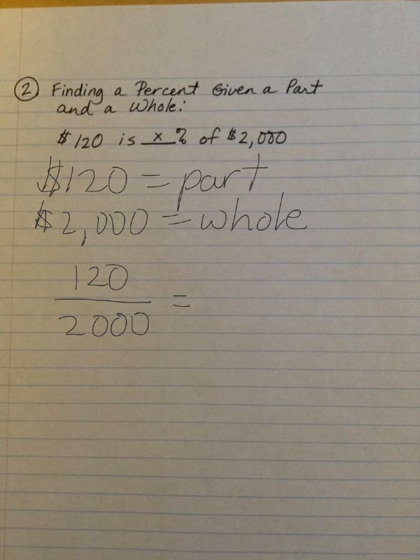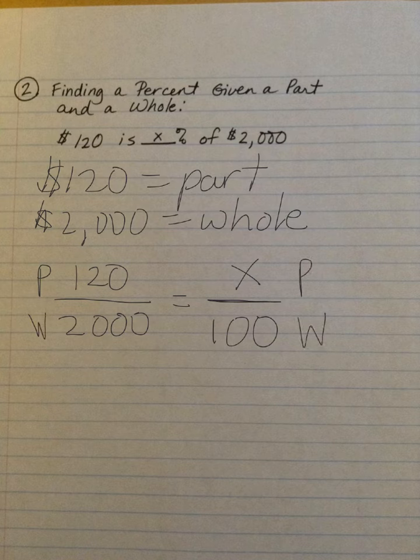equals, and I don't know my percent, so remember percent in a fraction always goes over 100. So I'm going to put x over 100 because I don't know the percent. And in fraction form, the percent would be some number over 100. So I have my part to whole. I'll put P for part and W for whole. And over here I have my P, which is my percent, but it's part, and then my W for whole.